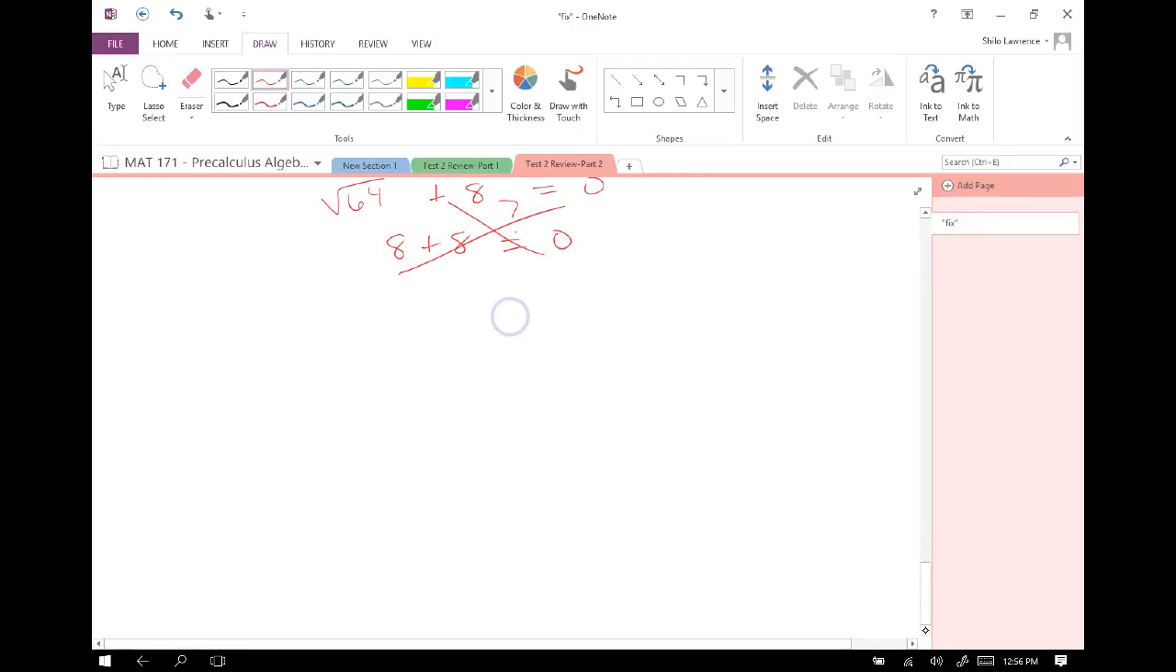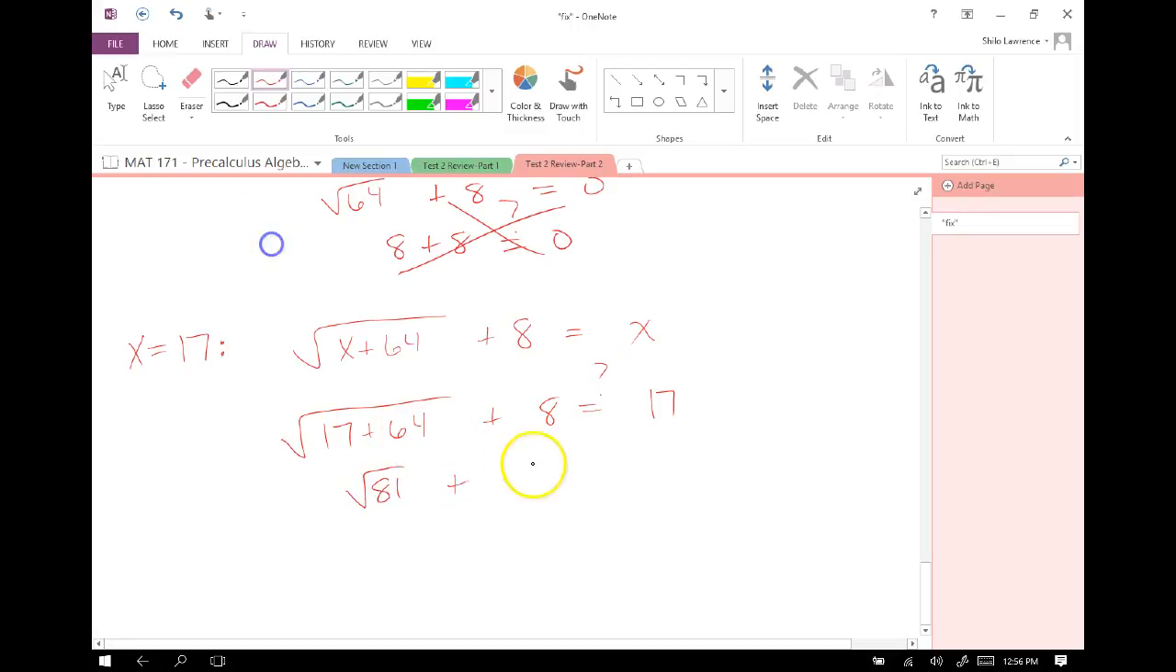And let's check 17. Square root of x plus 64 plus 8 equals x. And we replace the x's with 17. So 17 plus 64 is 81. The square root of 81 is 9. Does 9 plus 8 equal 17? Yes, it does. So our only answer is x equals 17.